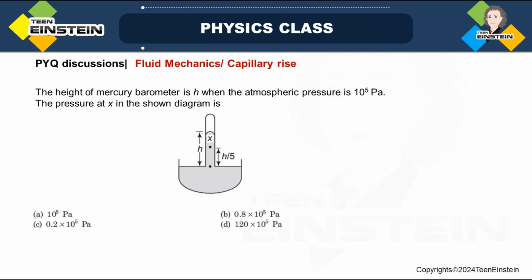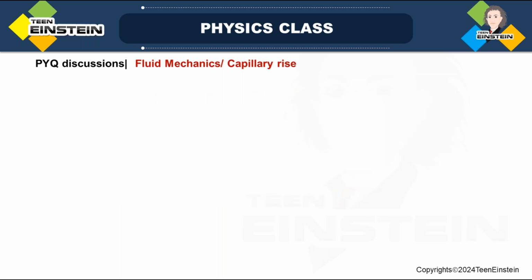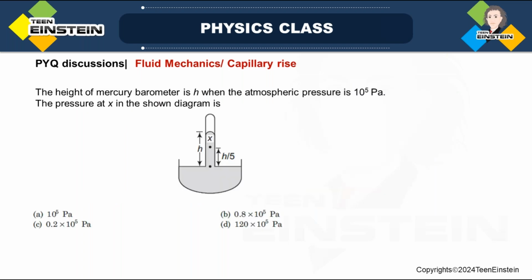Maybe this is the last problem for this session. I hope yes. No, we have two more problems which we are going to solve. So these are almost similar problems. The height of the mercury barometer is given as H. When the atmospheric pressure is 10 to the power 5 Pascal, the pressure at X is how much? This is a very interesting problem.